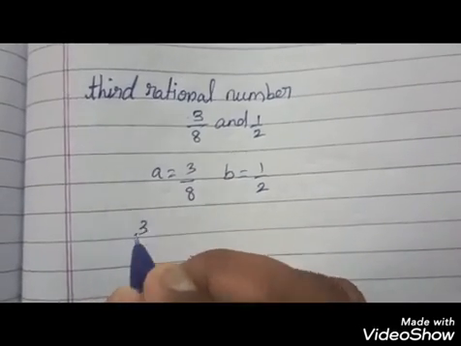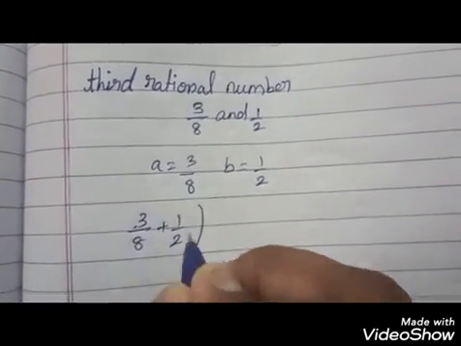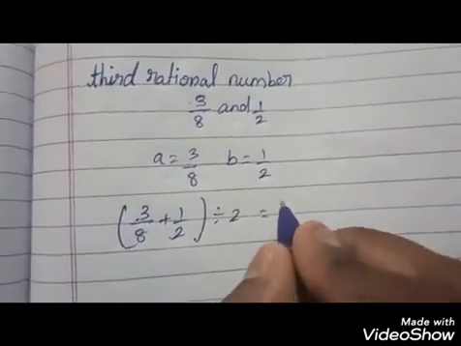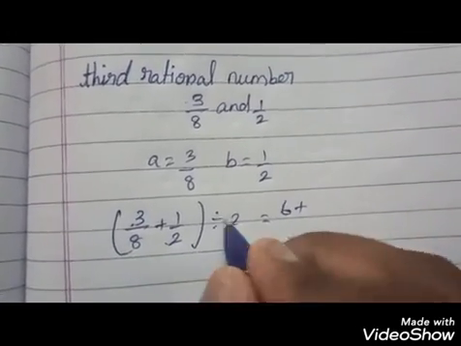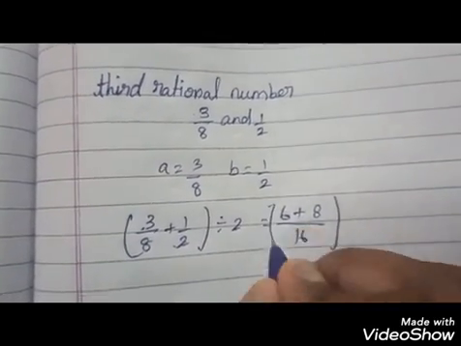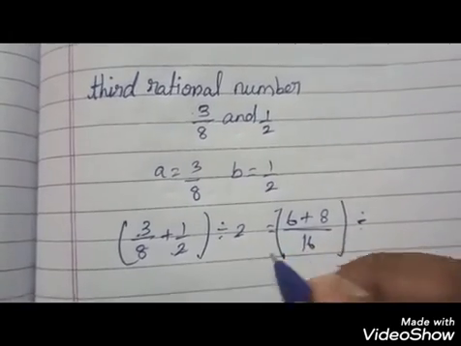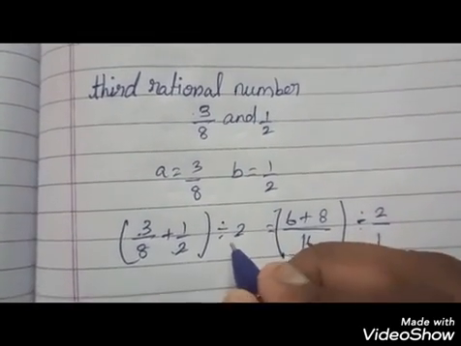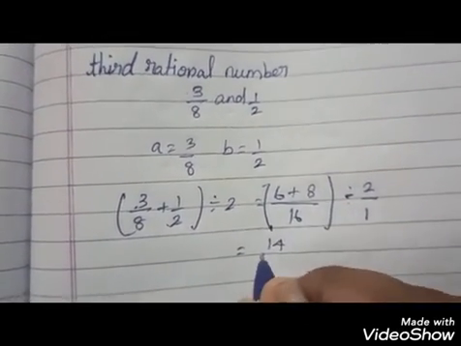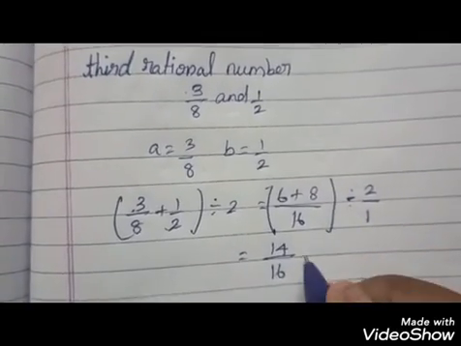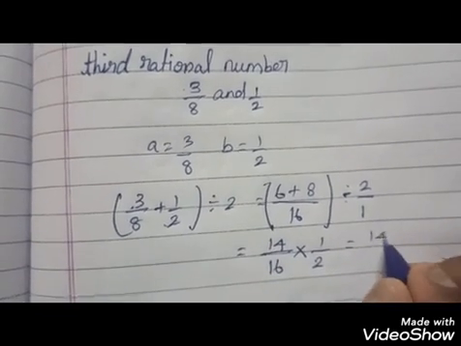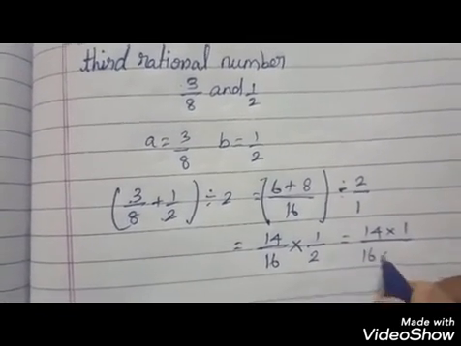So (A plus B) divided by 2: 3 by 8 plus 1 by 2, divided by 2, which is equal to, again you make the cross multiplication: 2 into 3 is 6, plus 8 ones are 8, divided by 8 twos are 16. Divided by 2 by 1, there is no denominator, 1 is the denominator. So 6 plus 8 should be 14 divided by 16. And 14 into 1 divided by 16 into 2.